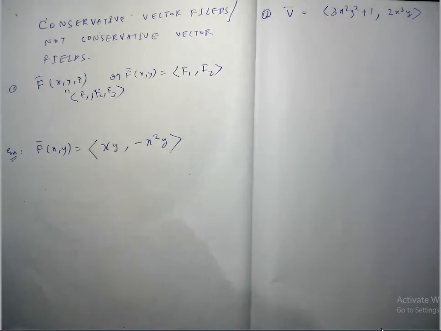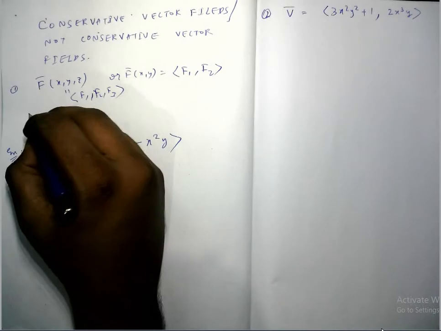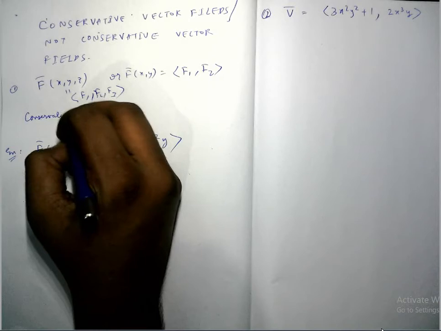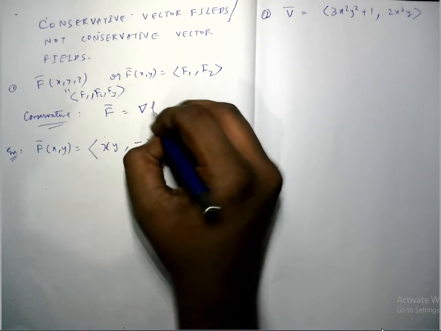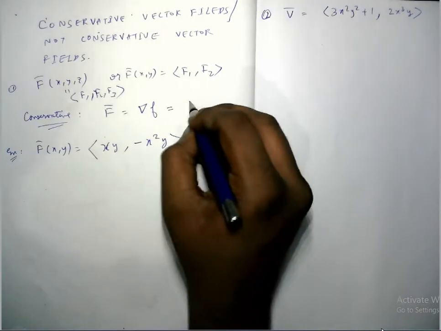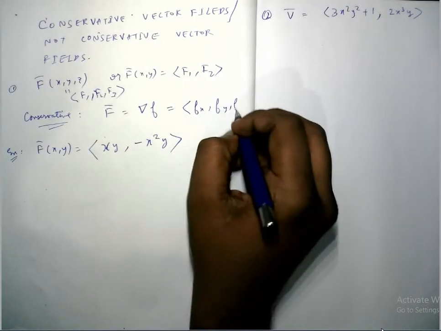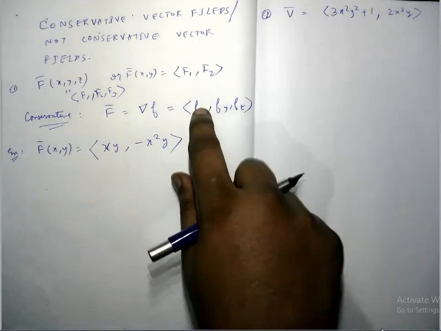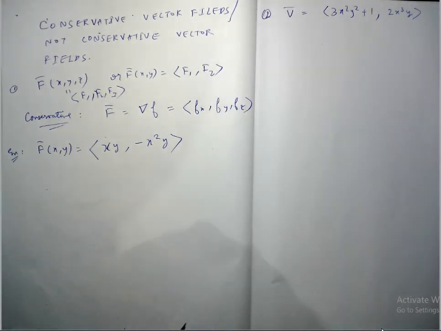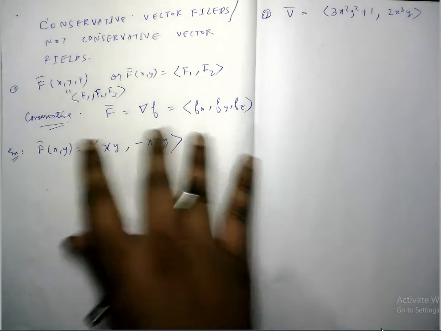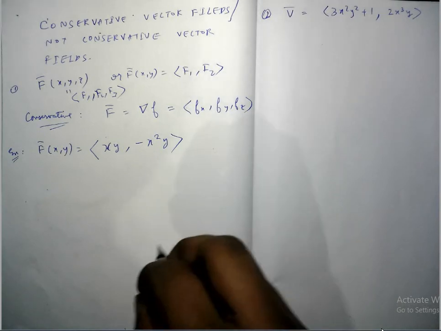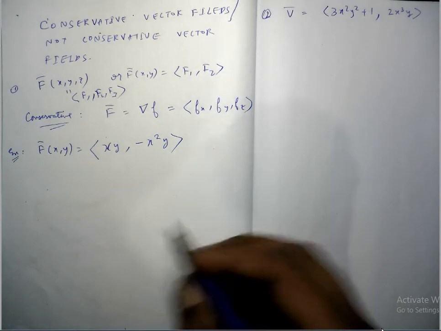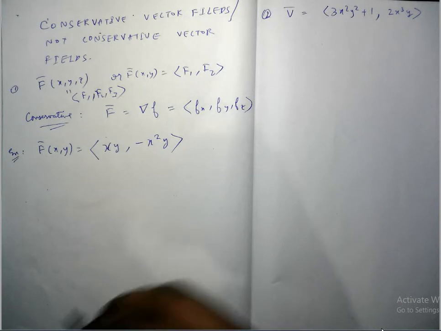then we say that a vector field is conservative if F can be written as the gradient of some function f. So that means F can be written as (fx, fy, fz), where f is some function. These are partial derivatives with respect to x, y and z. If that is the case, then we say that F is a conservative vector field.